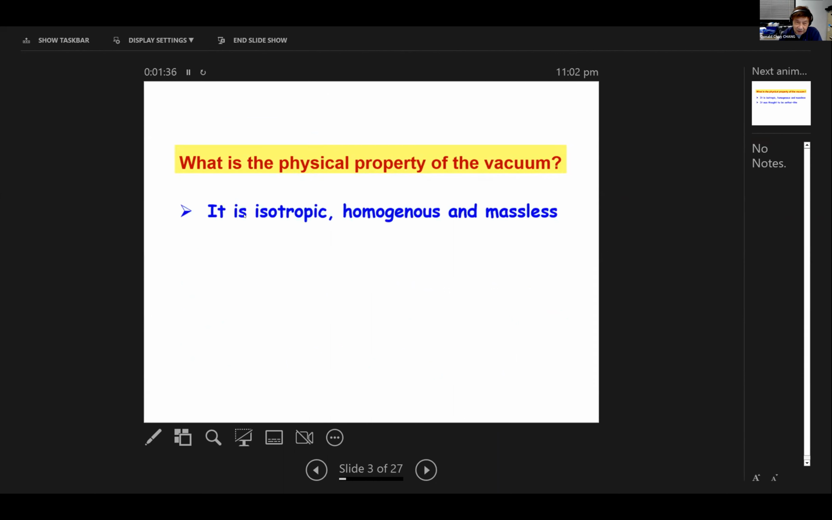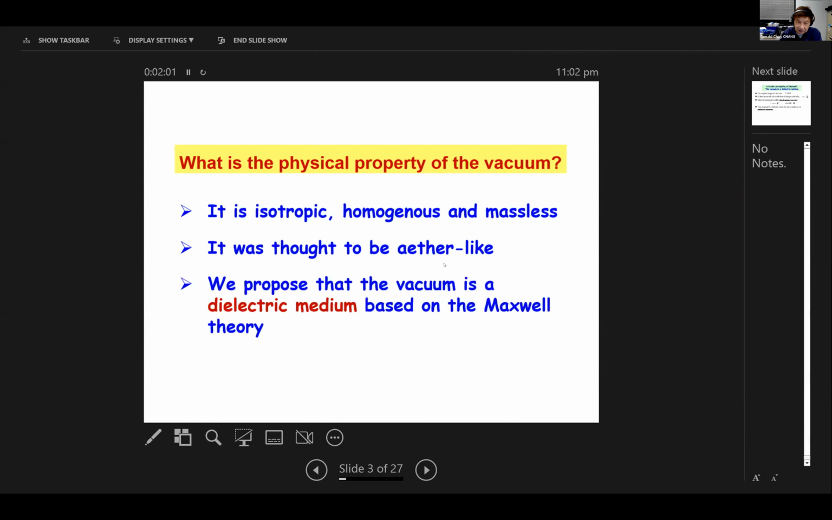Now we know the vacuum must be isotropic, homogeneous, and massless. A century ago it was thought that this vacuum is almost like the ether. But of course, at the end of the 19th century or the beginning of the 20th century, people had some questions about it, and the ether model became disfavored. Now, in our case, we are inspired by the ether model, but it is not the same as the ether model.